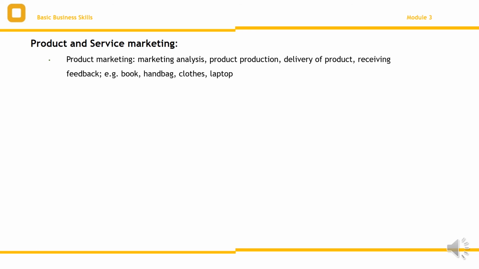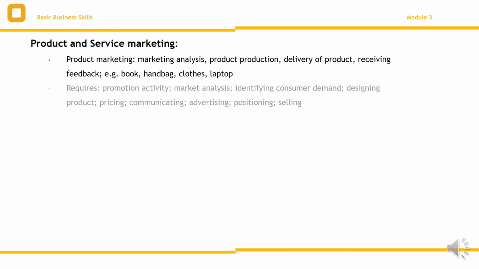Examples of products, remember we said a product is any physical tangible good that I can sell to my clients. So examples could be a book, a handbag, clothes, or a laptop. When it comes to product marketing, you need to have promotional activities. By promotional activities, how are you going to advertise the goods that you're going to be selling? You also need to do a market analysis.